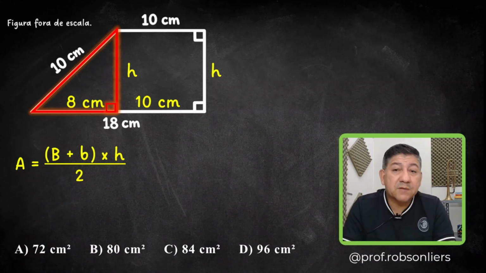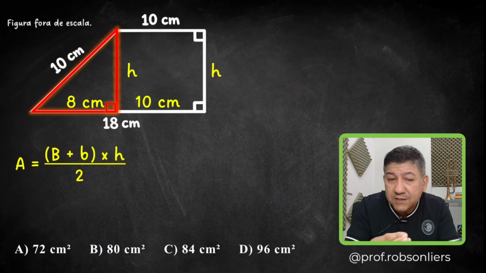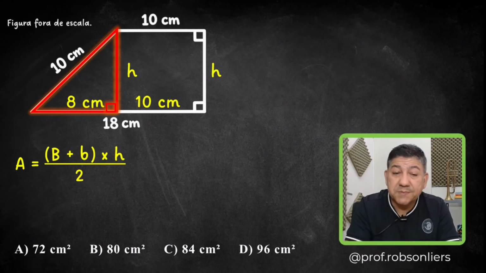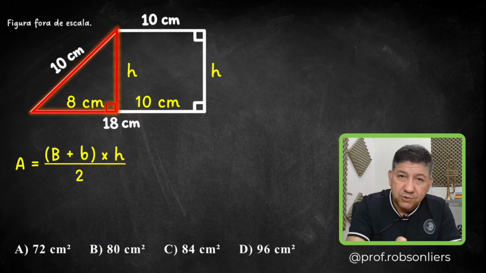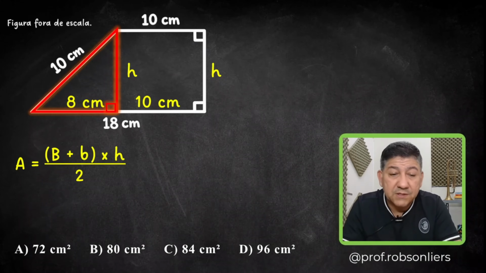Then the guy comes up to me and says, "Professor, I don't remember how to use the Pythagorean theorem anymore." Calm down, take it easy. The Pythagorean theorem goes like this. The sum of the squares of the legs is equal to the square of the hypotenuse. The hypotenuse is this side here, look, which is the side opposite the 90-degree angle. So we have the hypotenuse, we have the two legs which are 8 and h. Applying the Pythagorean theorem, it will be like this.